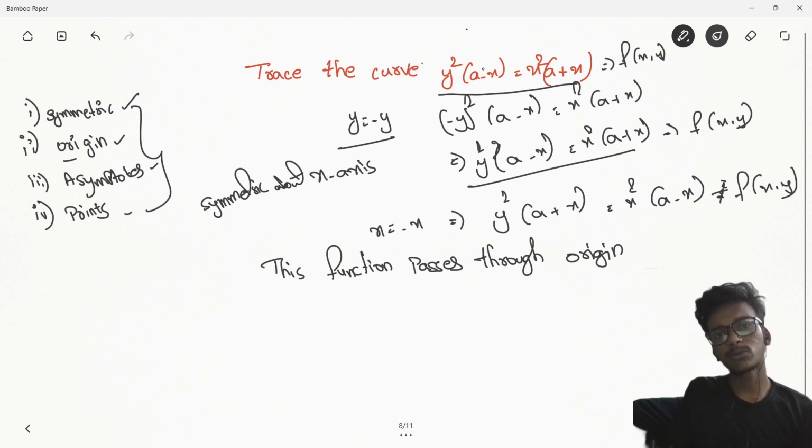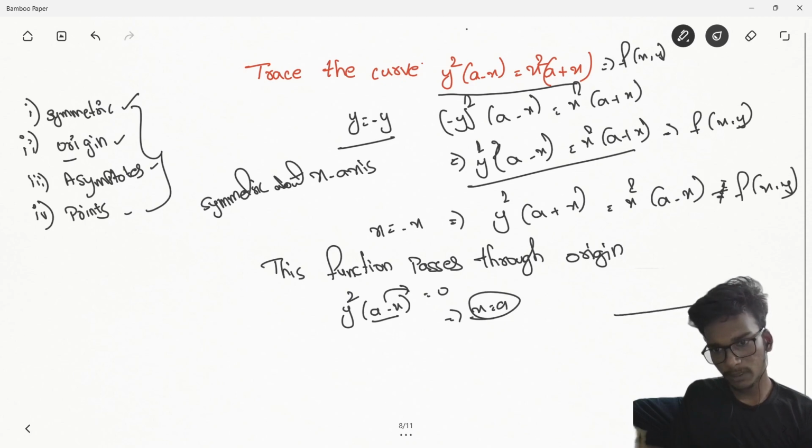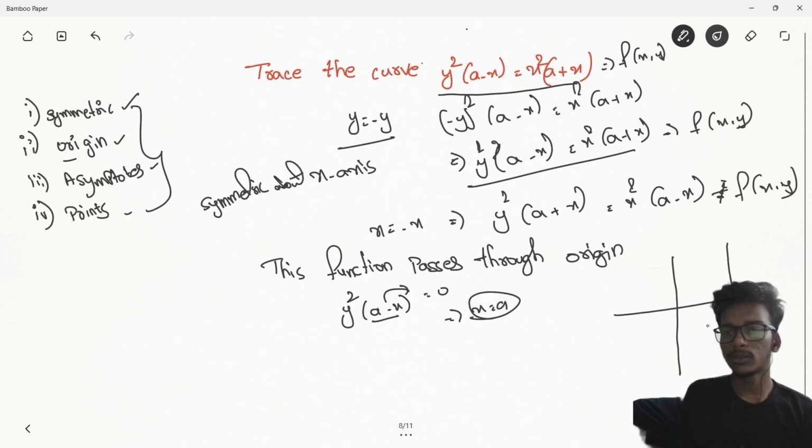Now we are going to check the asymptotes of this function. y square is the highest power of y, and a minus x is its coefficient. We are going to equate it to 0. Then we will get x equal to a. x equal to a is an asymptote. Let it be x equal to a, and the curve touches it at infinity. Whether it is this side or this side, we will check the limits of x and y values now.